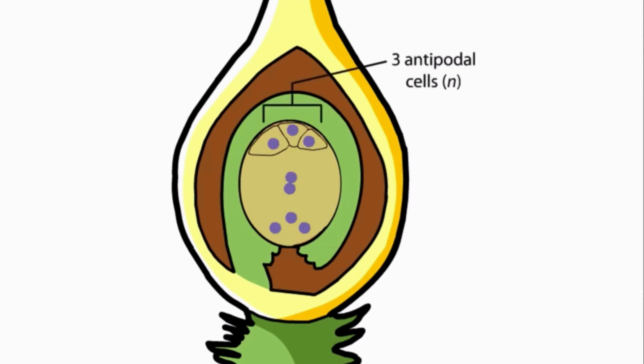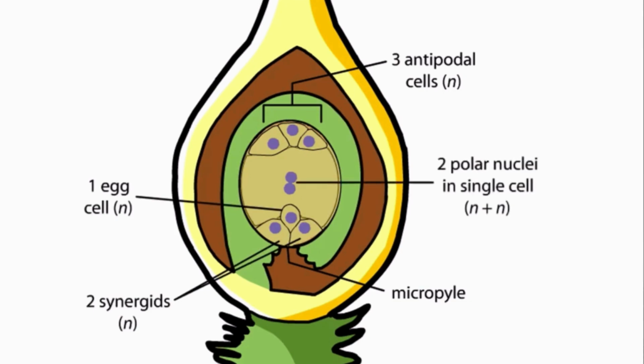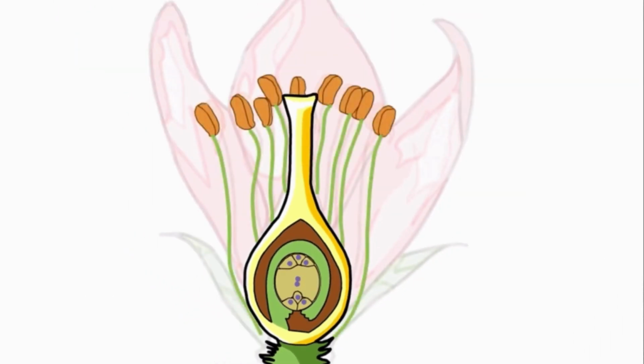3 cells called antipodal cells form opposite the micropyle opening of the ovule. 3 also form near the micropyle. 2 are called synergids, and the other is the egg. Finally, 2 nuclei called polar nuclei remain together in one large central cell. The egg cell and the single cell with 2 polar nuclei will eventually take part in a double fertilization event. Before this can happen, the male gametes, the sperm, must travel to these cells within the female's reproductive organs.